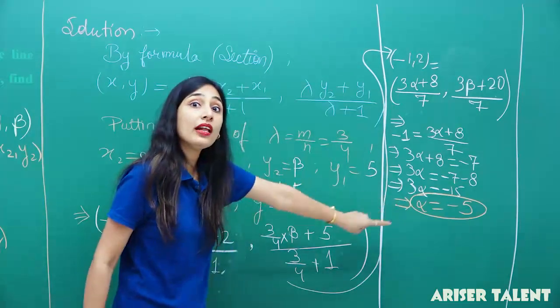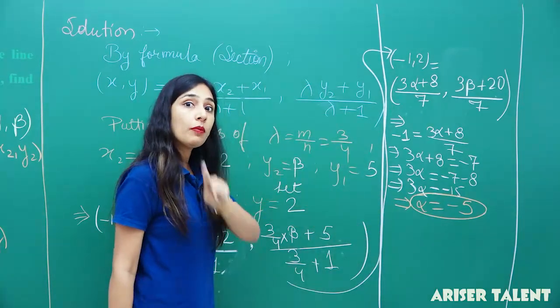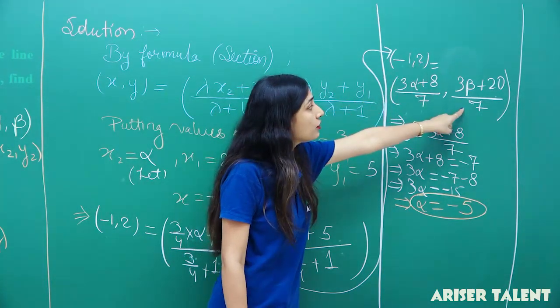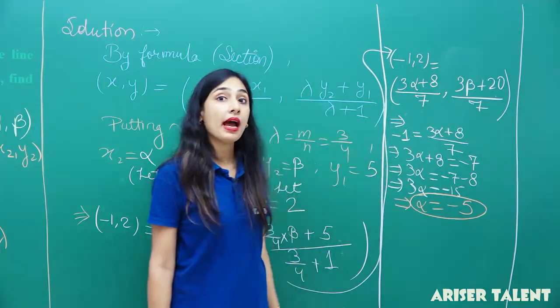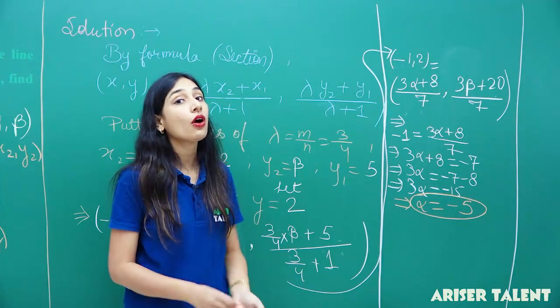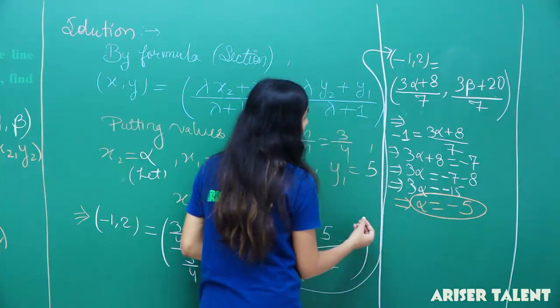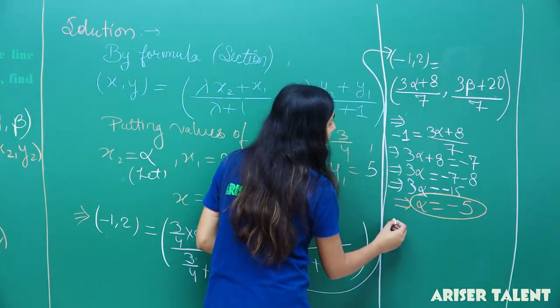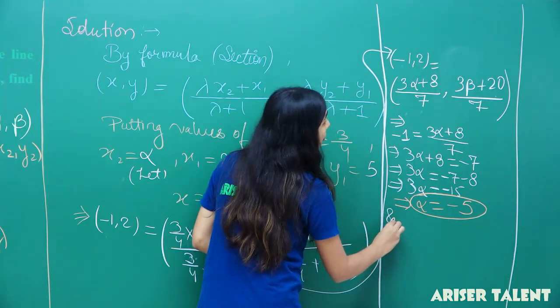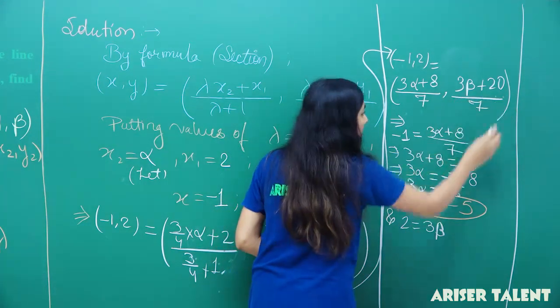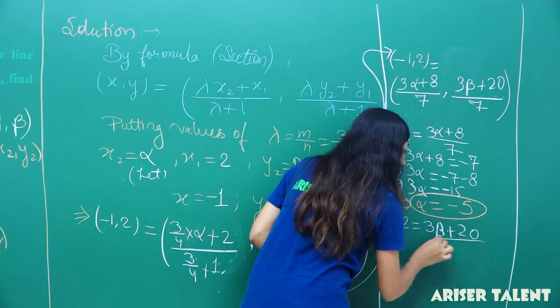First thing, the value of alpha here, guys. Now, I have to talk about the value of beta. By the same thing, I can just have this 2 equals to this 3 beta plus 20 by 7. Isn't it right or wrong? Right? Okay. So, when I talk about it, that will be 2 equals to 3 beta plus 20 by 7.